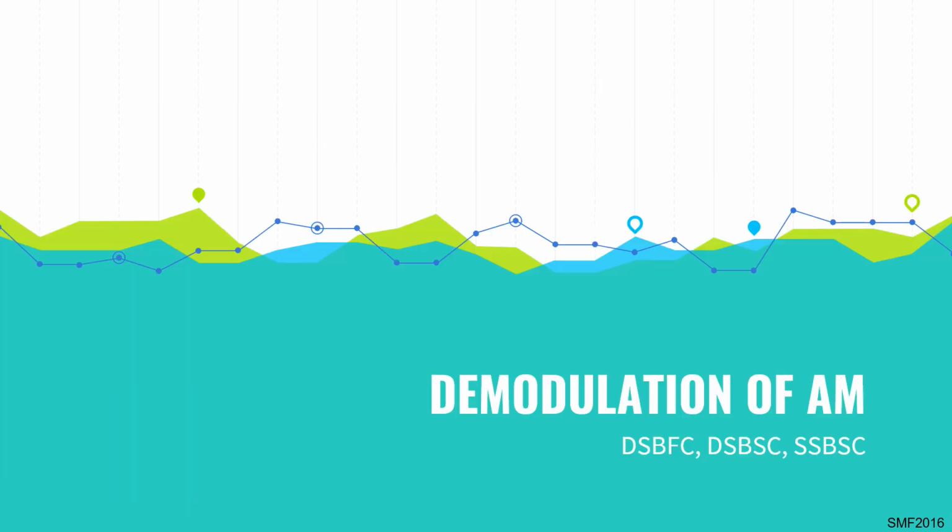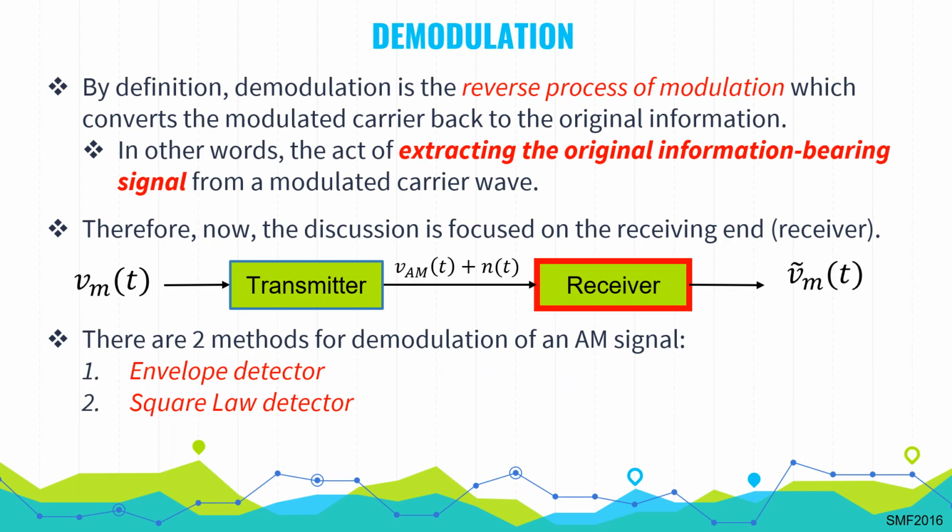Now that we've covered the generation of AM signals, let's move on to demodulation. Demodulation is the process of extracting the original information signal from the modulated carrier wave. There are two main methods for demodulating AM signals: one, envelope detector, and two, square law detector. We'll explore these methods in detail in the upcoming demodulation slides.